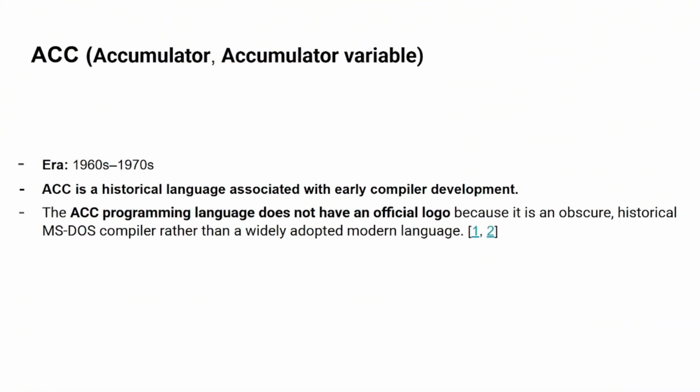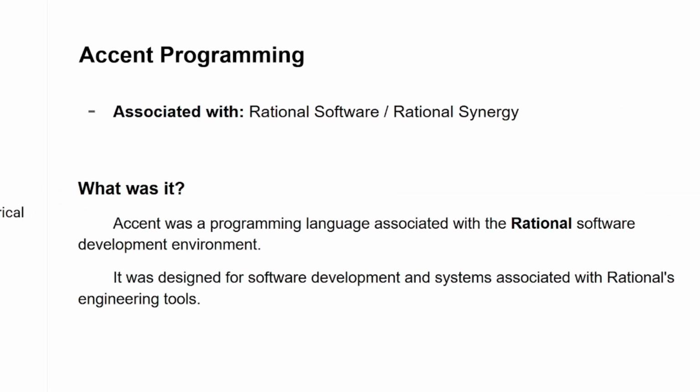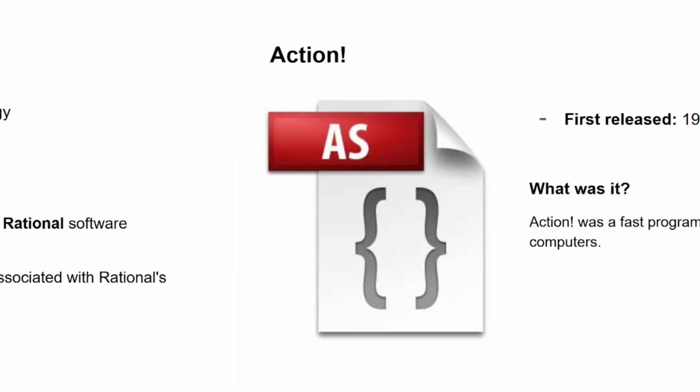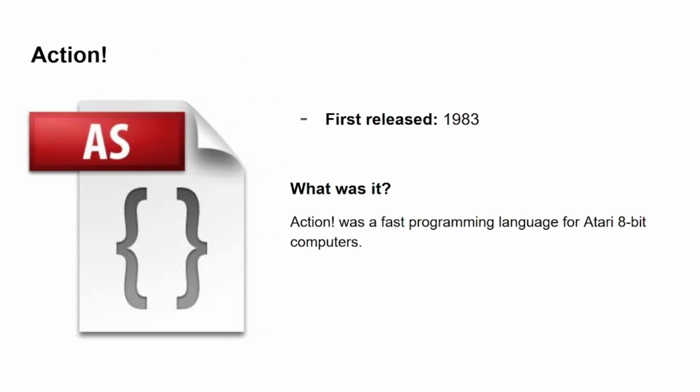Moving along to ACC, sometimes referred to as accumulator or accumulator variable. This one comes out of the 1960s and 70s, a historical language tied to early compiler development. Then there's Accent programming, which is associated with Rational Software and Rational Synergy. So what was it exactly? Accent was a programming language built around the Rational software development environment, designed for software development and systems tied closely to Rational's engineering tools.